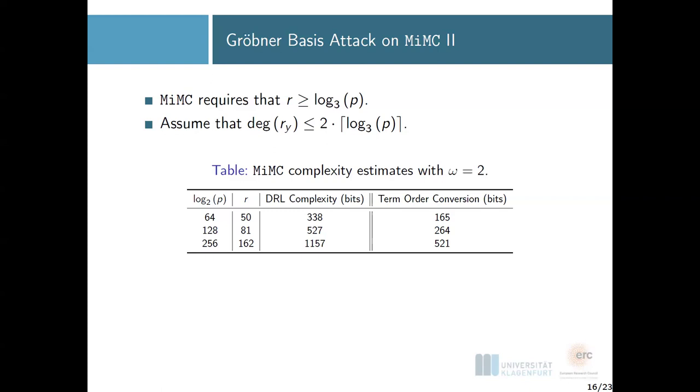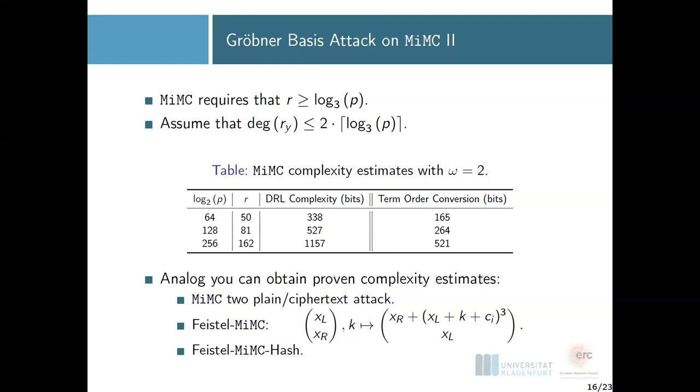Okay, so, and MIMC also comes with a two-branch Feistel network and the Feistel hash functions. And with almost the same technique, you can also show that their iterated polynomial systems are also in generic coordinates. So we also have complexity estimates for Gröbner basis computation on these designs. So, okay, let's do the next step.